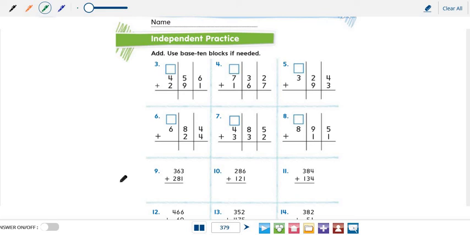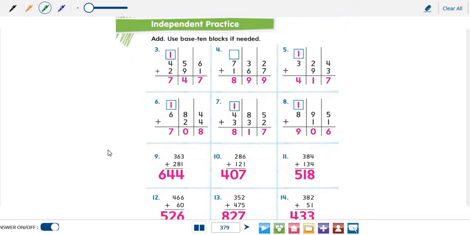Now it's your turn, grade 2. So please try to solve these questions by yourself, and then when you finish, you can check your answers here.